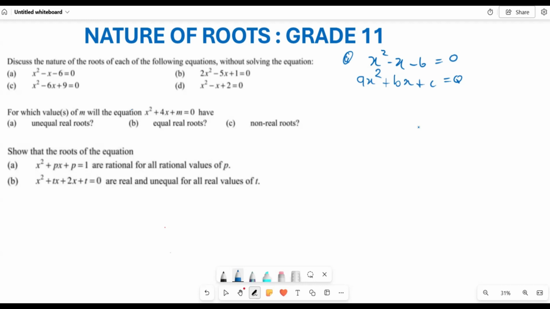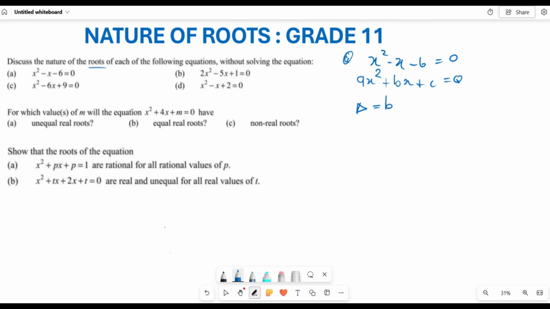They want us to discuss what is going to be your natures of roots. Which means they want us to find out whether these roots are going to be real or not real, rational or irrational. So what is it that you are going to do? In order for us to define these roots, we are going to start with firstly understanding what our delta is, because our delta is the one that gives us the root.